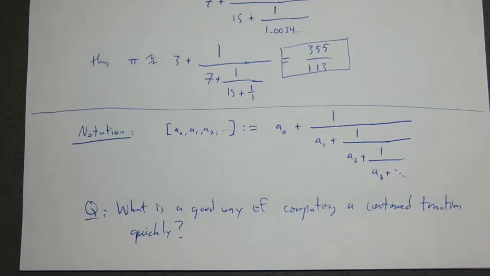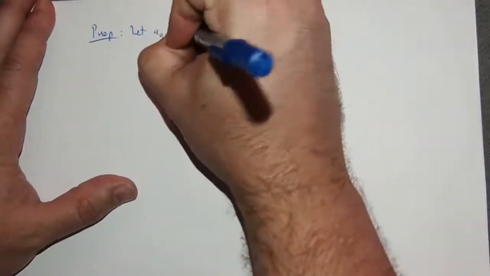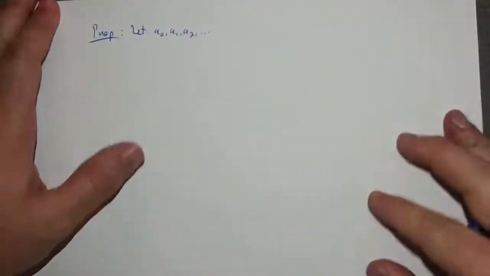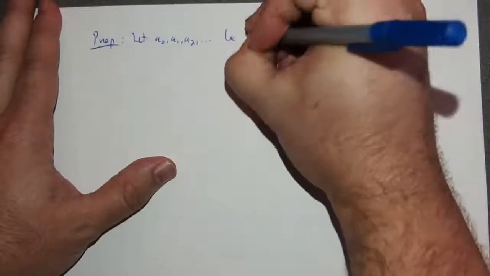So here is the method. So I'm going to write it out. In the notation, it's not really going to make a whole lot of sense, so I will immediately do an example that shows what this notation means. Here's the following proposition that explains how to compute these things quickly. So let A0, A1, A2, and so on be positive real numbers.